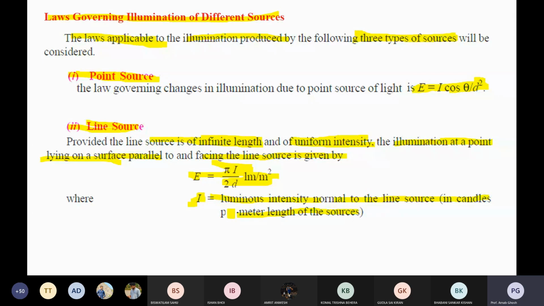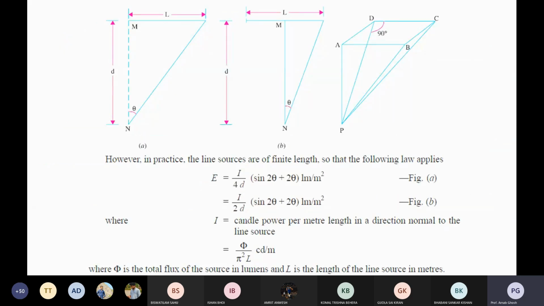Here you can see two figures, figure A and figure B. In figure B you can see both are 2D figures, but it is a 3D figure. The length L and D, the distance, are shown. L means how much length there is from that point source. Theta is there. Now consider the line source of finite length.